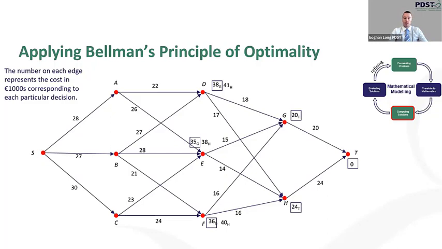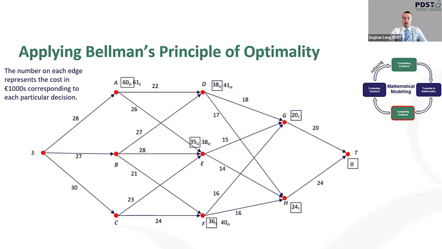So we move on to our next stage where we'll look at A, B, and C. So at A, we'll have 38 plus 22 connecting it to D, giving us an option of 60. And connecting it to E then, we'll have 35 plus 26, giving us a value of 61. 60 is our smallest number, so that's our optimal choice there.